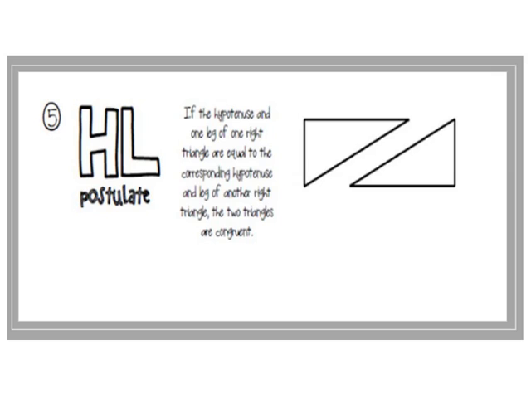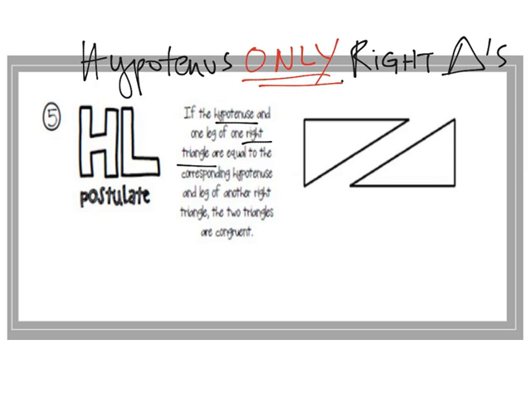Okay, the next one, or the last one we'll be talking about today, the third one I should say, is the hypotenuse leg postulate. And what this basically is saying is that if a hypotenuse and one leg of a right triangle, remember, a hypotenuse only exists in right triangles. Okay, so only right triangles. So we're going to assume that this, of course, is a right angle. Okay, so the hypotenuse and one leg.